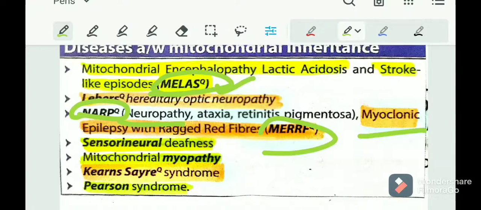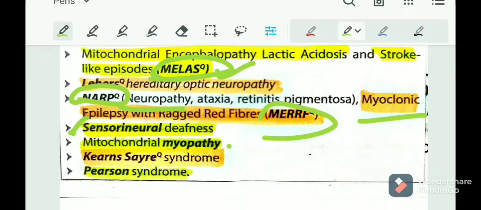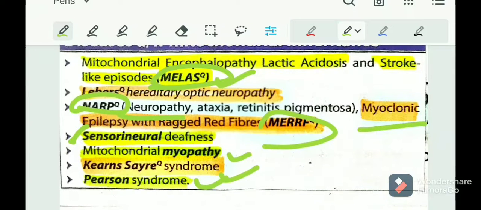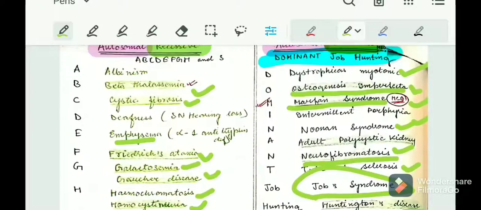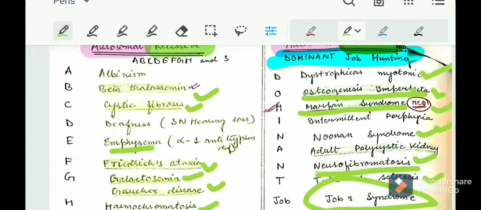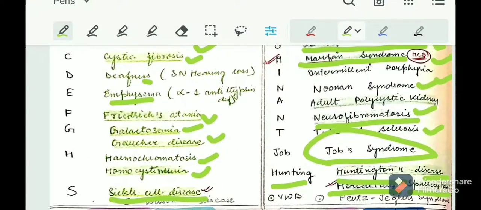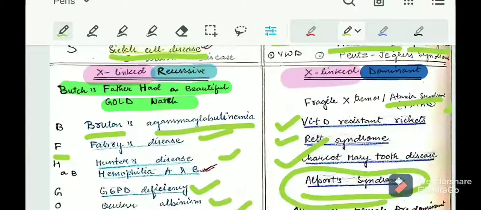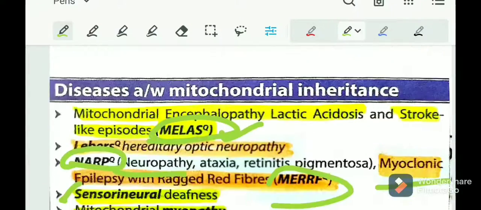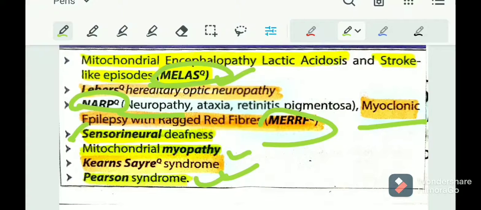Then there is sensory neural hearing loss, mitochondrial myopathy, Kearns-Sayre syndrome, Pearson syndrome. See, sensory neural hearing defect, deafness was also there in autosomal recessive, and this can also be inherited as a mitochondrial inheritance.